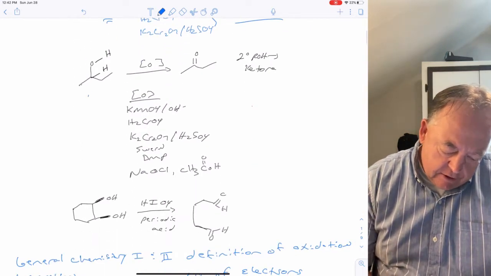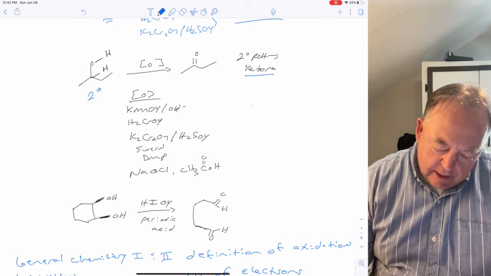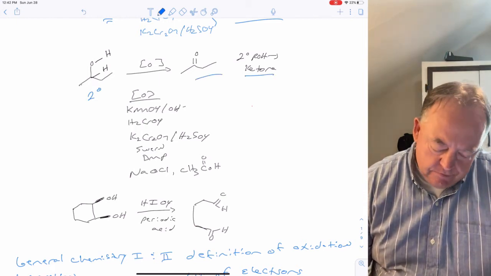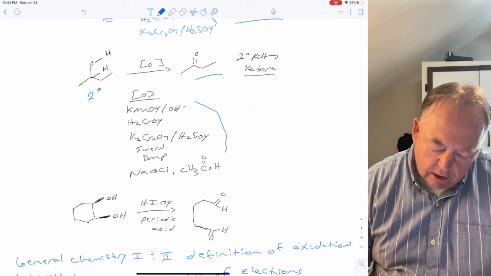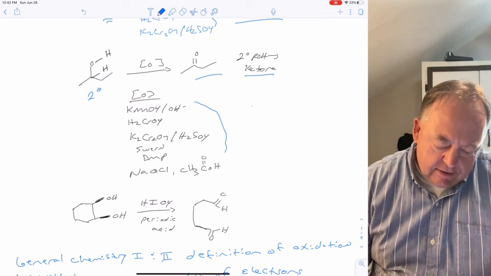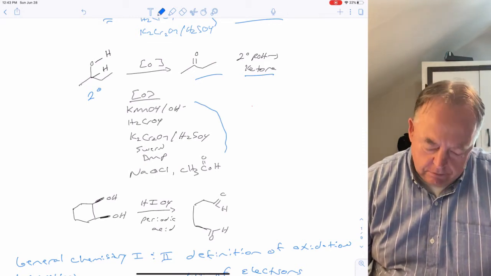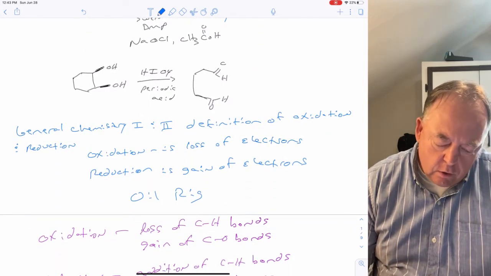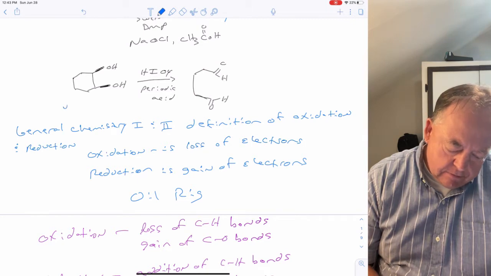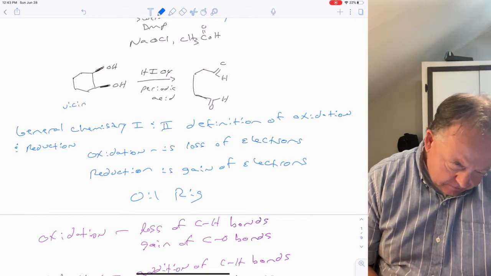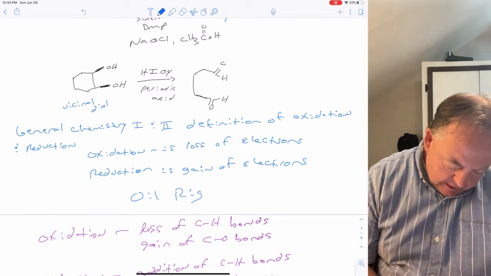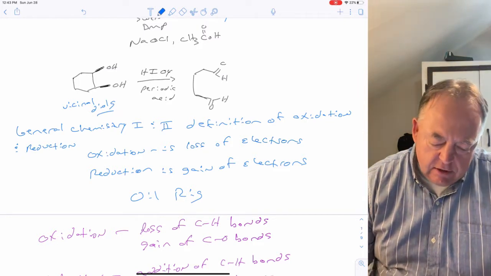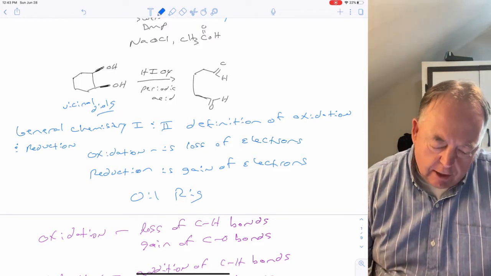And if you have a secondary alcohol, then they can be oxidized to ketones. So any of the oxidizing agents that we talk about in this chapter will oxidize a secondary alcohol to a ketone. And then we'll look at oxidation of diols as well, 1,2-diols or vicinal diols. So if the OHs are on adjacent carbons, then you can oxidize them with periodic acid.